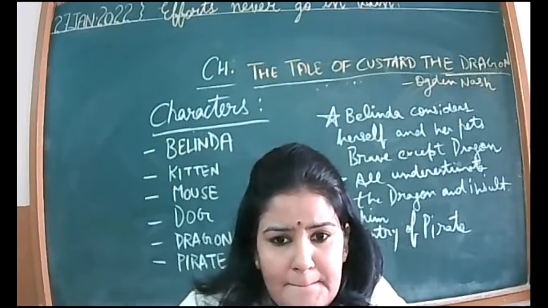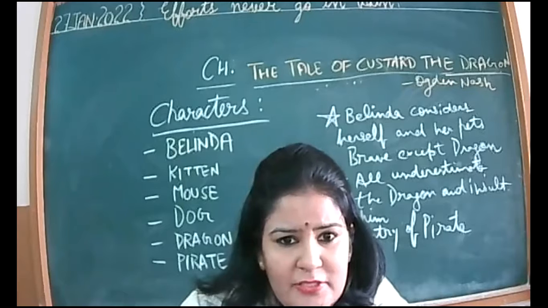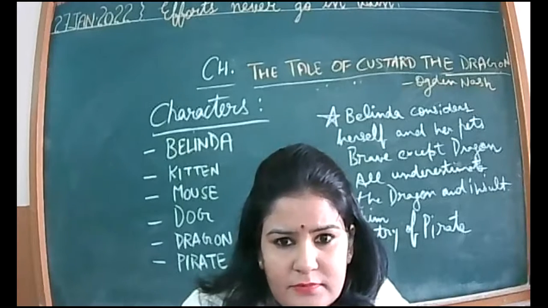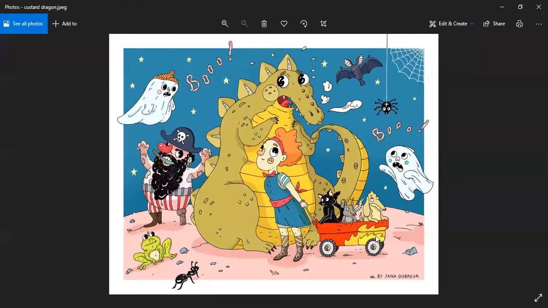Clear? Now let me introduce the entry of the pirate. See this picture, a beautiful picture. Up to here we have read. So let me tell you in brief that in the beginning, the poet has narrated the traits of these characters.